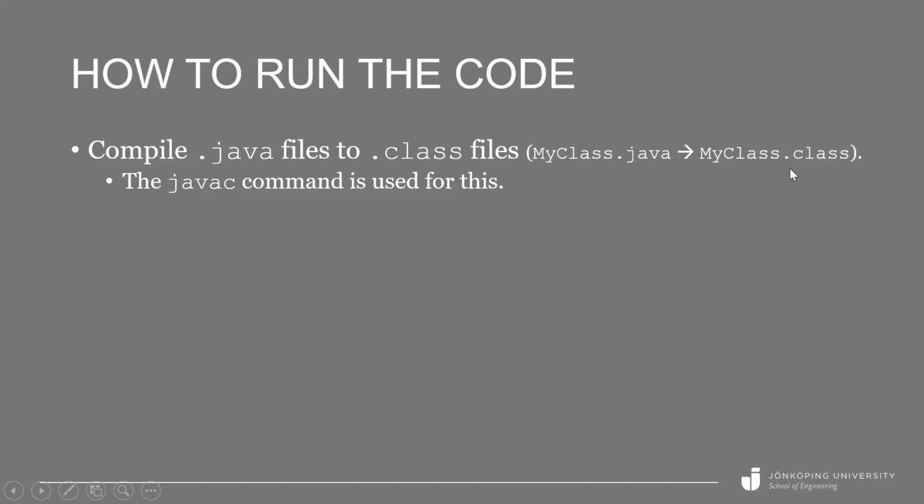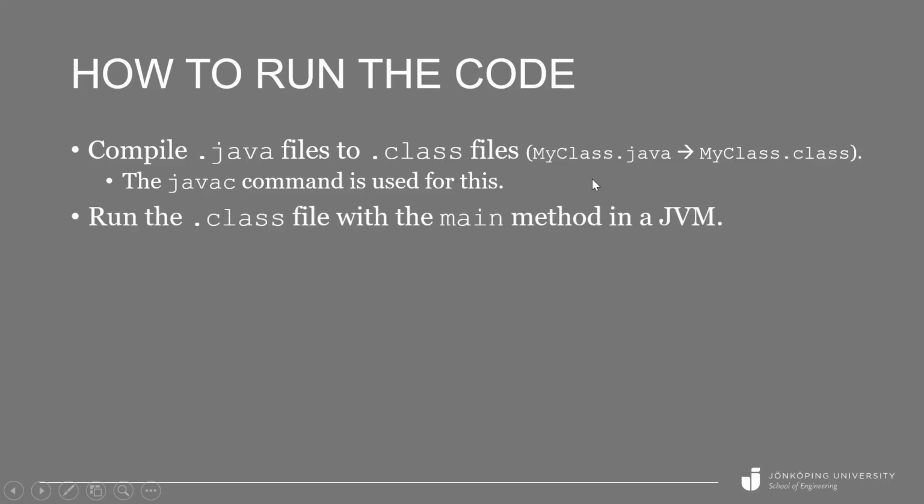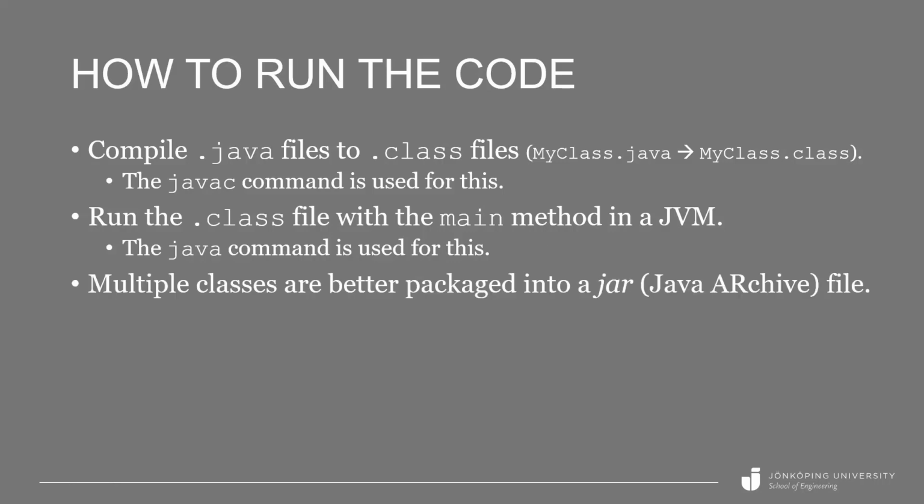Then when we have this file that contains the bytecode and we want to run it in a Java virtual machine, we can use the Java command. In this case our program only consists of a single file, so we can do it like this. But if the program consists of multiple files, then we can package all of these files into what is called a jar, a Java archive file.